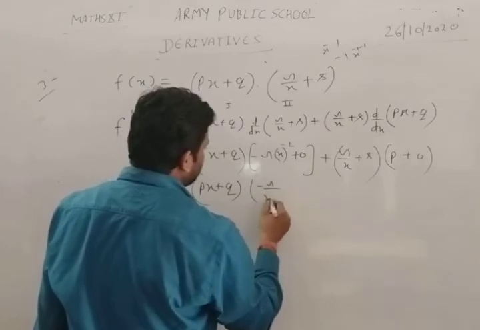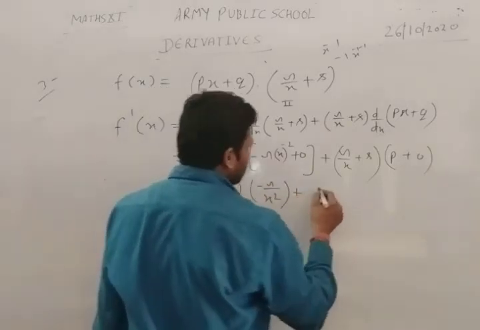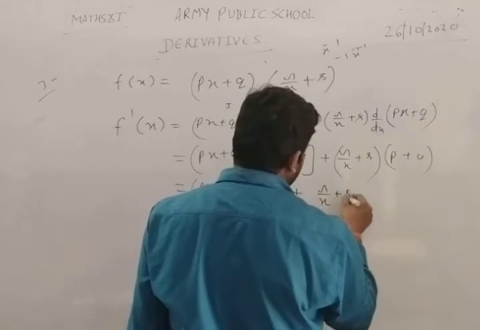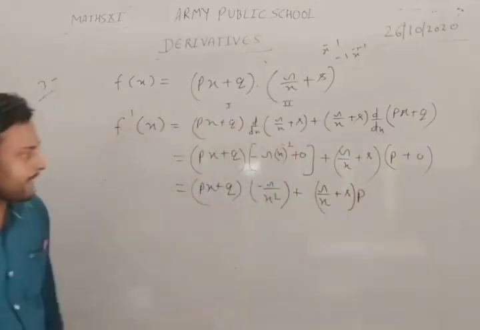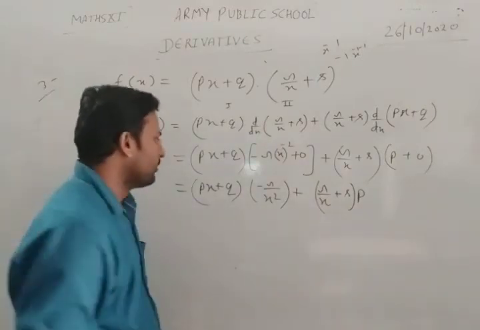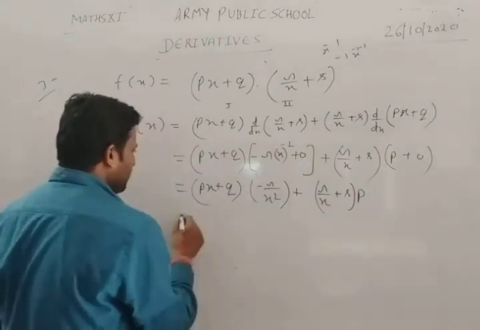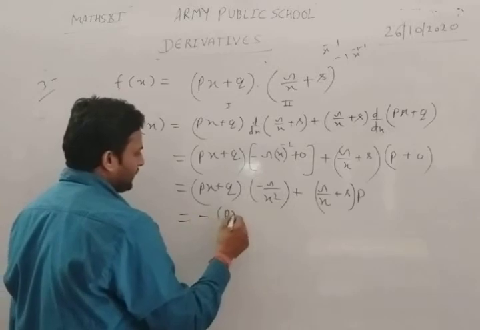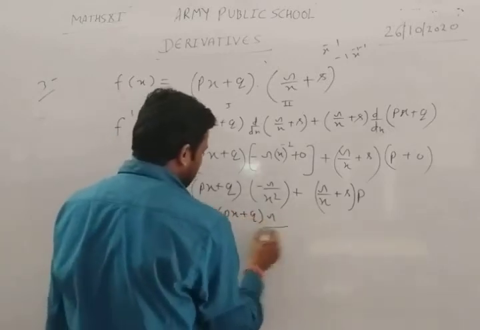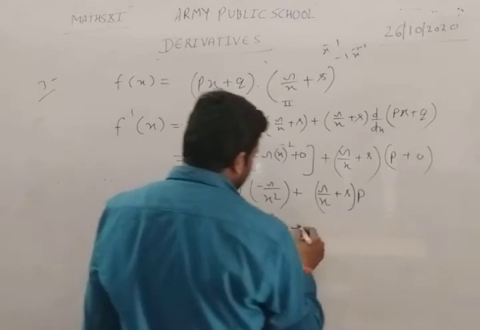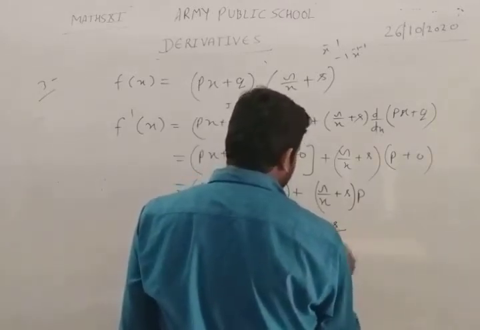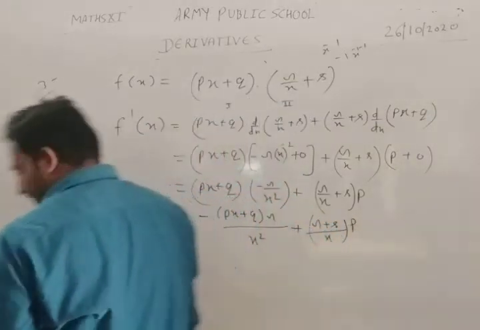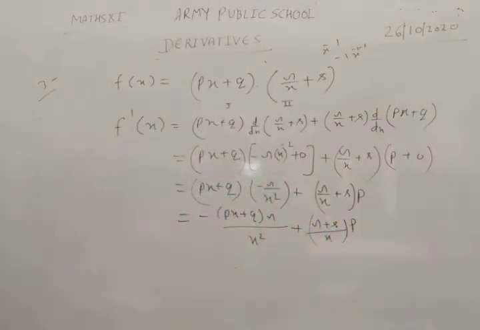minus r by x square plus r by x plus s into p. Okay. Now we can write minus px plus q into r by x square plus r plus s by x into p. Okay, so it will be our required answer.